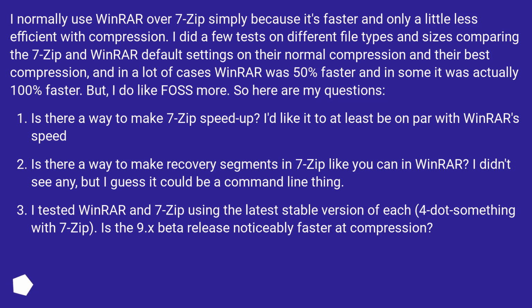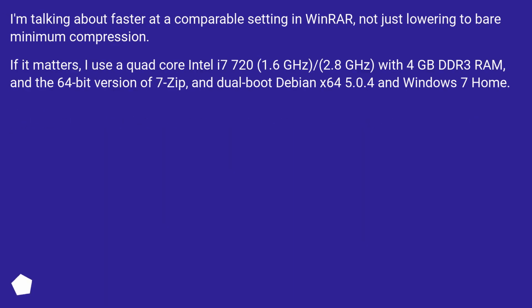I tested WinRAR and 7-Zip using the latest stable version of each, 4.something with 7-Zip. Is the 9.x beta release noticeably faster at compression? I'm talking about faster at a comparable setting in WinRAR, not just lowering to bare minimum compression.